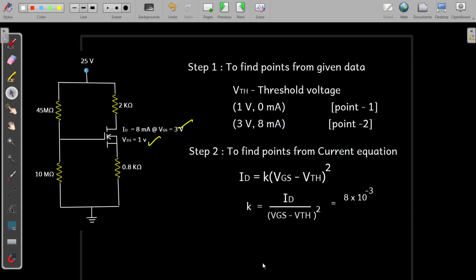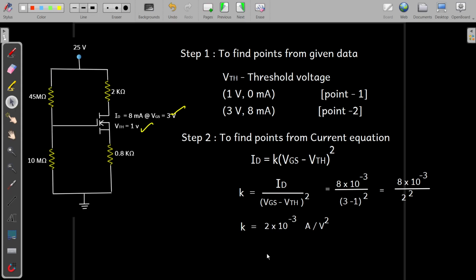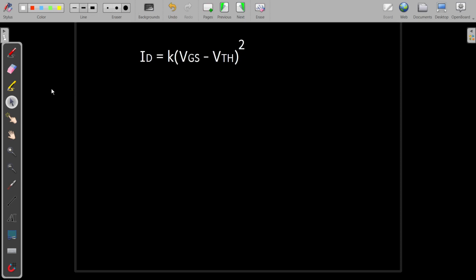That is equal to 8 into 10 power minus 3, as it is 8 milliamps ID current, divided by 3 minus 1 the whole square, where 3 is VGS and VTH is 1 volt. It is 2 square. So now we get the K value as 2 into 10 power minus 3 A by V square. This is the unit, amperes per volt square. After finding this K as 2 into 10 power minus 3 amperes per volt square, we are going to find out the points from this current equation. So this is coming at a second step.